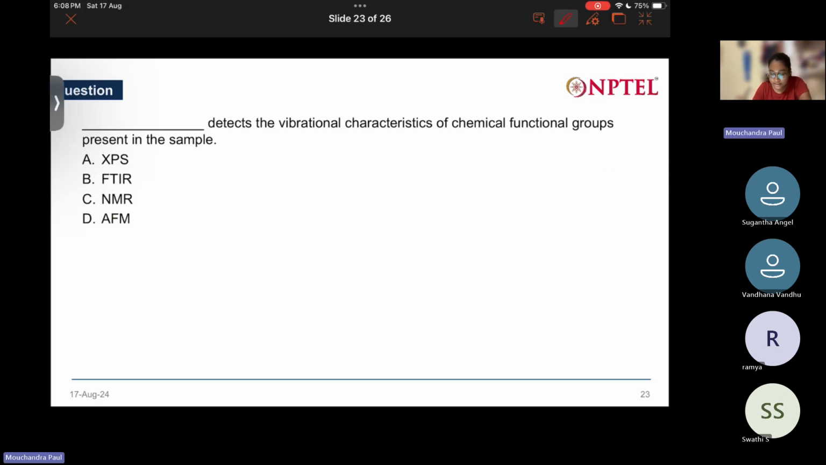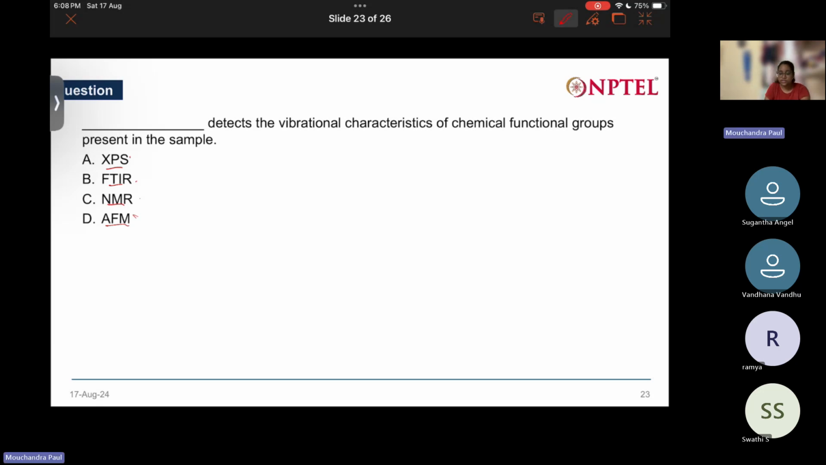Then dash detects the vibrational characteristics of chemical functional groups present in the sample. So options are XPS, FTIR, NMR, AFM. So we have already covered what is AFM, what is FTIR, what is XPS. NMR I have also covered slightly. It's again a technique where you are able to find out what chemical functional groups are there. But here we use magnetism, nuclear magnetic resonance phenomena, to quantify it.